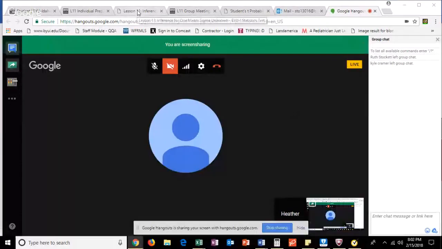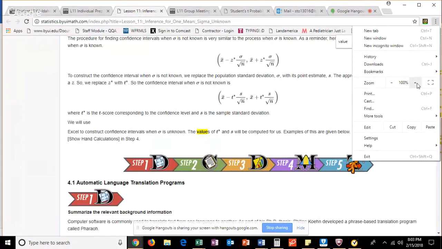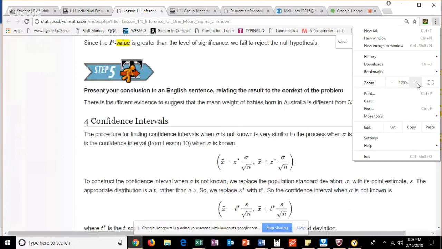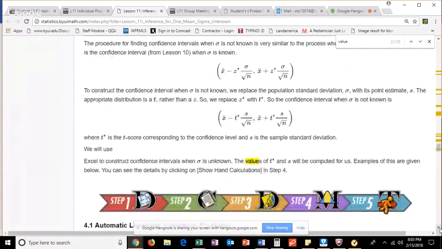Sorry. Do you want me to zoom in? It's actually not showing your screen at all. Oh, really? Oh, there we go. Okay. All right. So that right there.